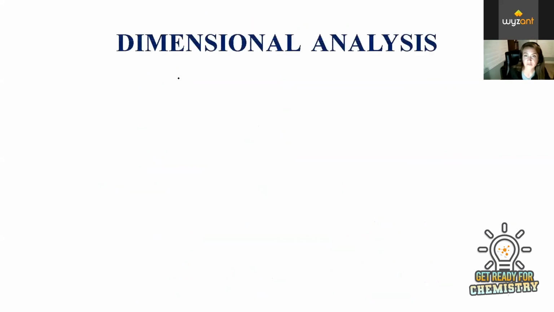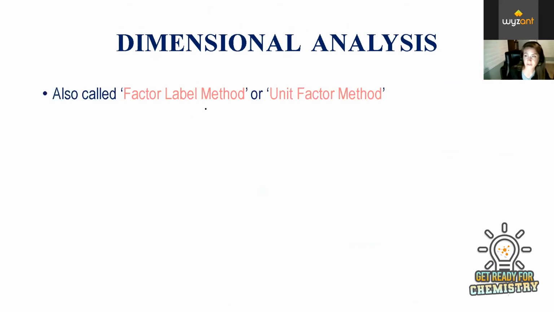Okay, so finally, the last concept on here is dimensional analysis. So I'm going to go through this really fast because I know we're running out of time. So dimensional analysis is also called factor label method or unit factor method. You might have heard this in another class, or maybe you did this in the class before this.